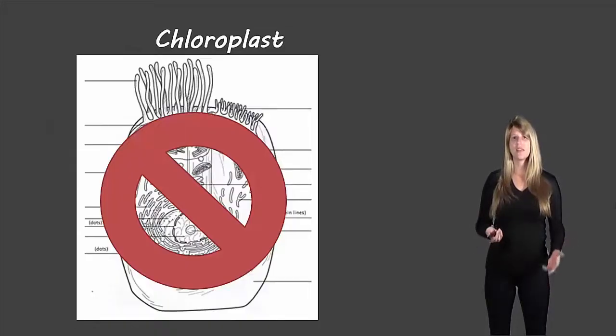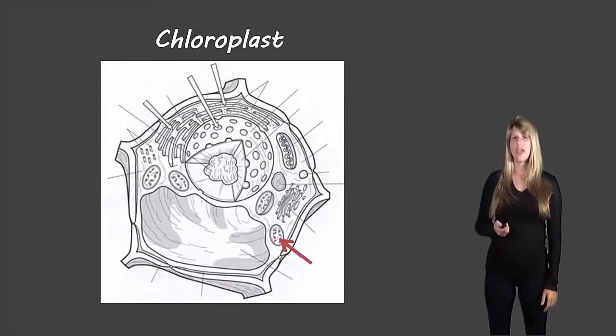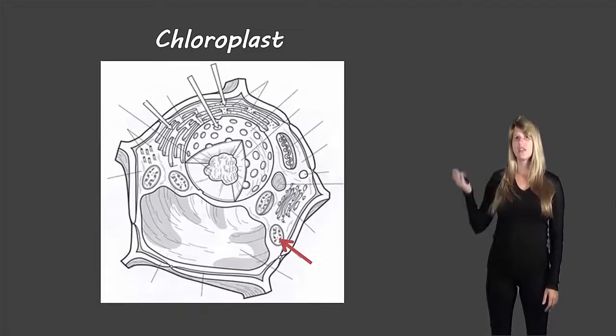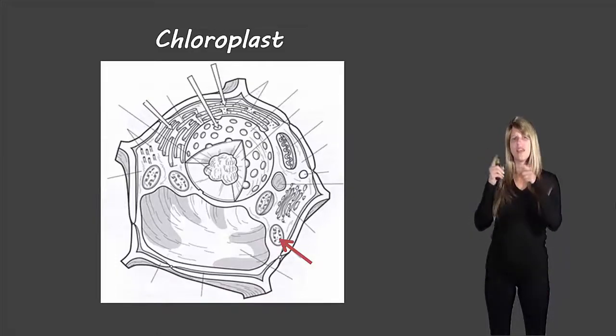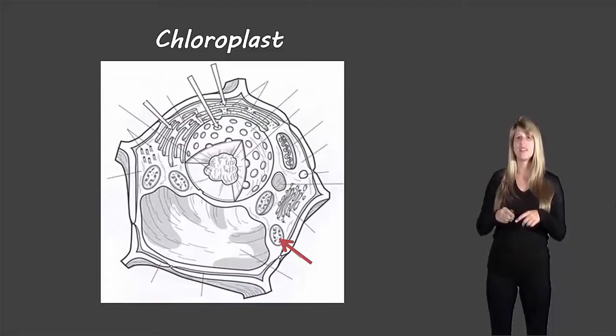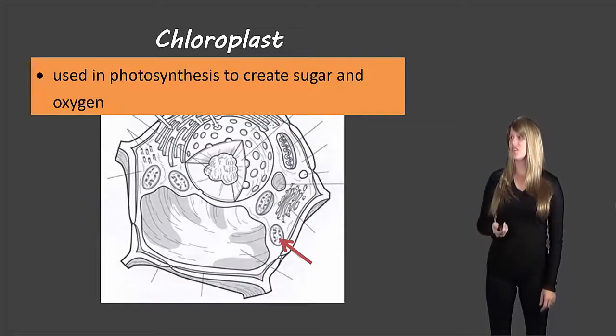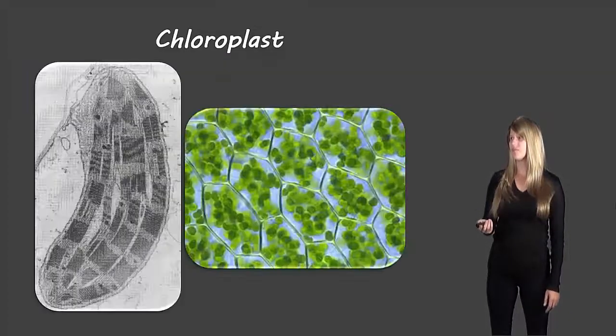This does not exist in the animal cell, only in the plant cell. So you can see this is a picture of the chloroplast. It looks different, it looks similar to the mitochondrion, but it's different because in this diagram anyways, it shows two little zigzags instead of the one zigzag of sort of the grill marks. So it's used in photosynthesis to create sugar and oxygen for the cell.